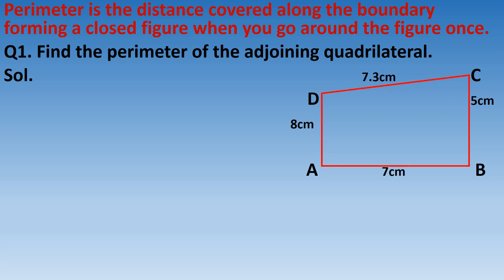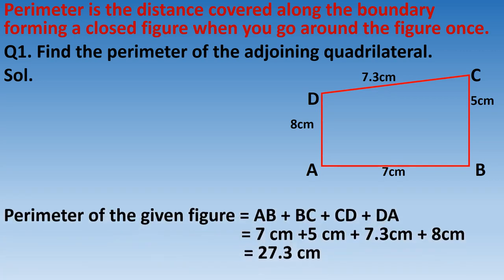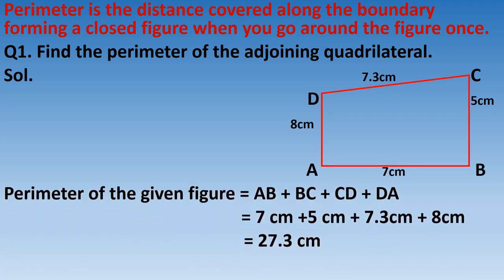Measurement of all the four sides are given. AB equal to 7 centimeter, BC equal to 5 centimeter, CD equal to 7.3 centimeter and DA equal to 8 centimeter. You have to find out the perimeter of this quadrilateral.